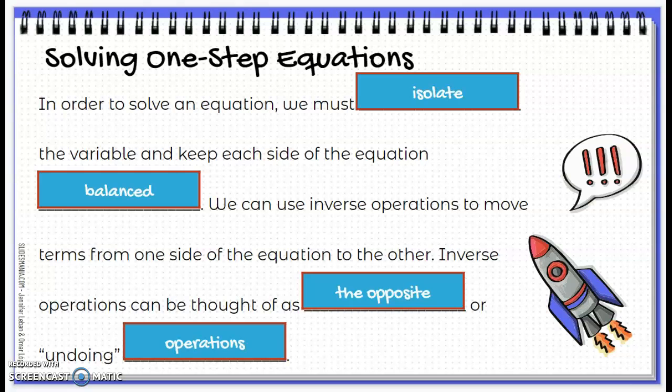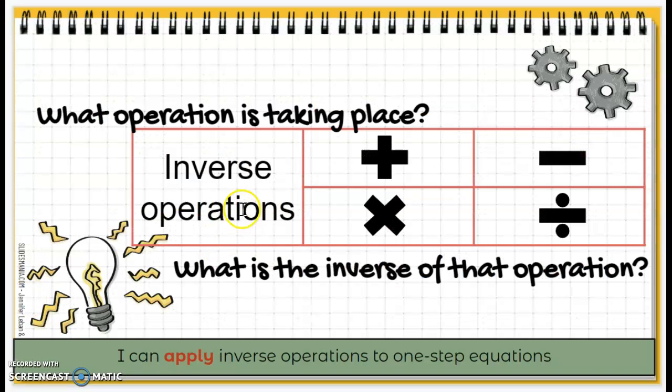Now, let's go a little bit further. What operation is taking place is the question you need to ask yourself when looking at an expression or an equation. If it's an adding or plus sign, you're going to do the opposite, which is subtraction or minus. If it's multiplication, you're going to do the opposite, which is division. Again, it also works in the reverse way. If it's a subtraction or a negative, you're going to do a positive or add. If it is dividing, if that's the operation taking place, you're going to multiply.